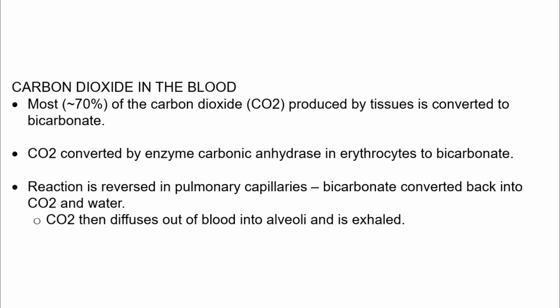How is carbon dioxide transported within the bloodstream? Approximately 70% of the carbon dioxide is converted into a substance called bicarbonate. Within the erythrocytes is an enzyme called carbonic anhydrase, which functions to convert the CO2 into bicarbonate. And then bicarbonate is released into the blood plasma. Once the blood reaches the pulmonary capillaries, the reaction is reversed, where bicarbonate is converted back into CO2 and water. The carbon dioxide, being a gas, will diffuse out of the capillaries and into the air in the alveoli, where it will then be exhaled.